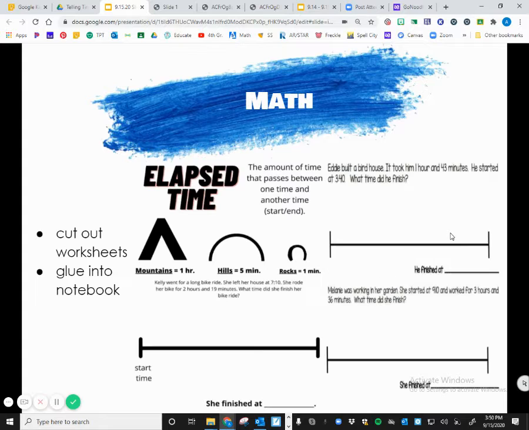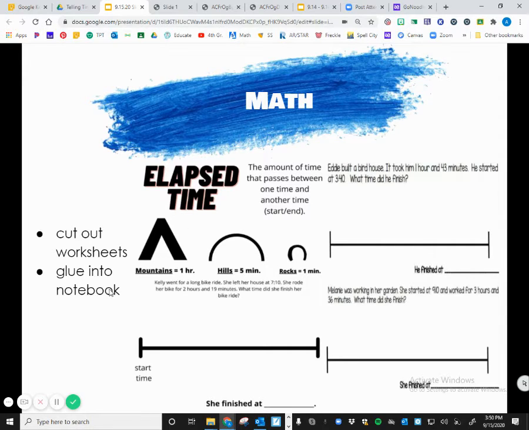So you should have 2 pages to print out, one that says elapsed time and one that starts with the sentence Eddie built a birdhouse. My trick for printing these is if you want to print them at like 80%, they will fit much better in your notebooks. That might be a good thing to do, because if you print a full page, it might be kind of hard to glue it on.